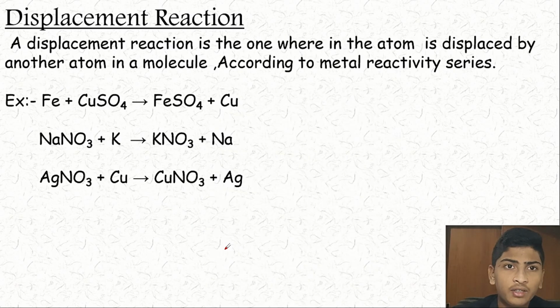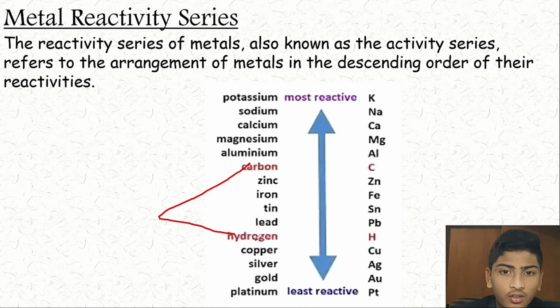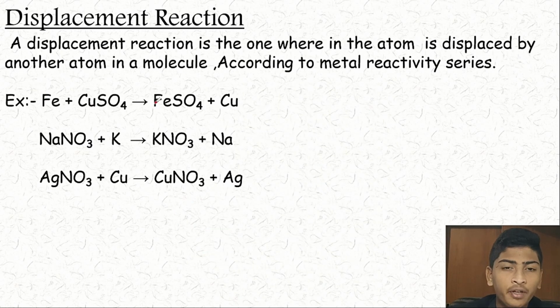Now, the displacement reaction. A displacement reaction is one where one atom is displaced by another atom in a molecule according to the metal reactivity series. Here there is CuSO4. If I explain this example, you will easily get it. CuSO4 plus Fe: you know that Fe is more reactive than Cu, because according to this table, copper is here and iron is here. So iron is more reactive than copper, so it replaces copper and forms a bond with SO4, that is FeSO4 plus Cu.